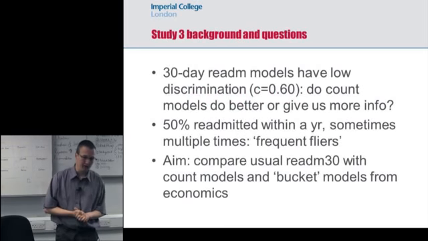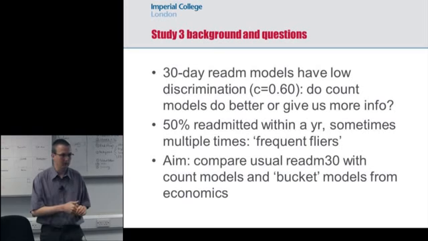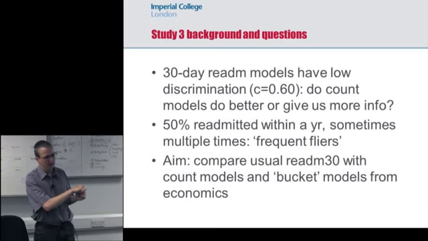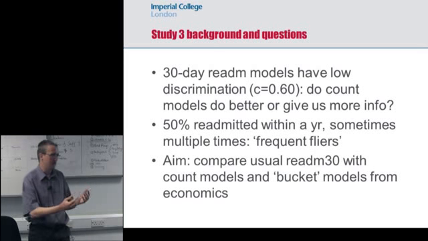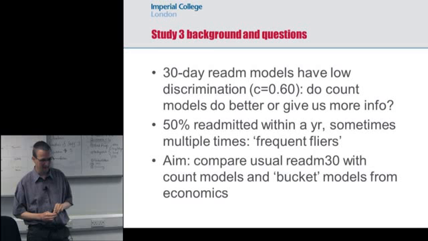So what did we do for this bit? Well, the previous bit showed that 30-day readmission models are quite low discrimination. They're not that good at predicting who's going to be readmitted and who isn't. And there are lots of potential reasons for that, which we can think about afterwards. So one question is, do these count models do any better?